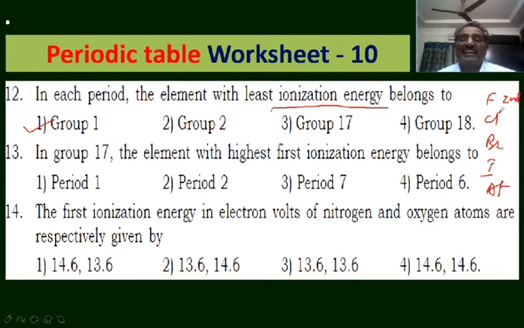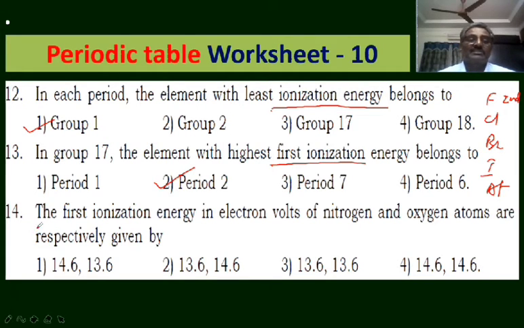So fluorine has the highest ionization energy. So fluorine belongs to second period. So in 17th group, the element with the highest first ionization energy belongs to second period only. What is meant by first ionization energy? The minimum amount of energy required to remove an electron from a gaseous neutral isolated atom. Because of the smaller size of fluorine, the force of attraction of nucleus on the outer electron is more. Because of that, it is not easy to remove the electron from fluorine atom. So it has the highest ionization energy.